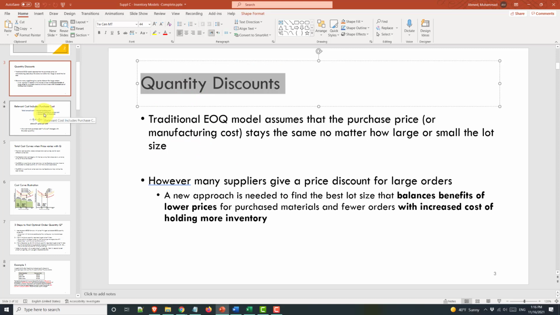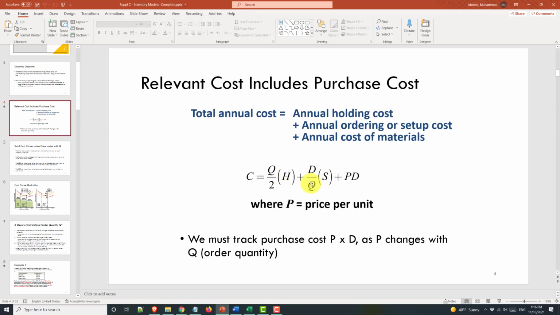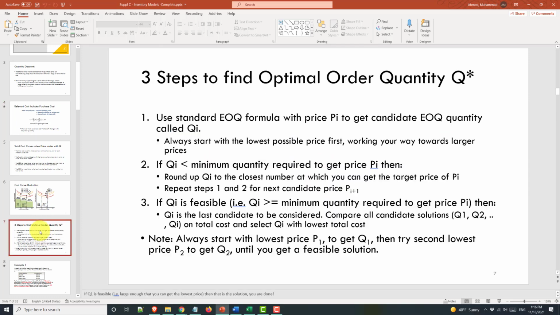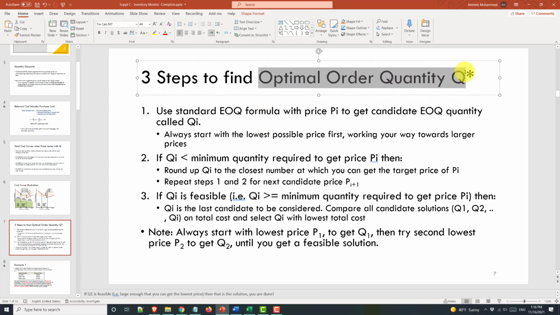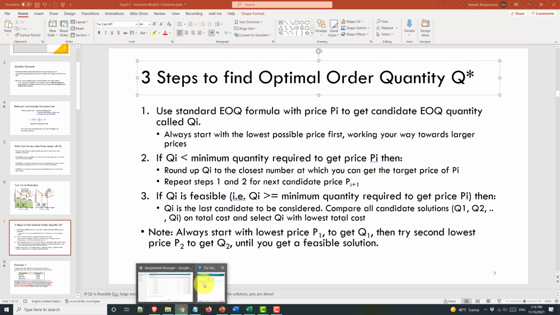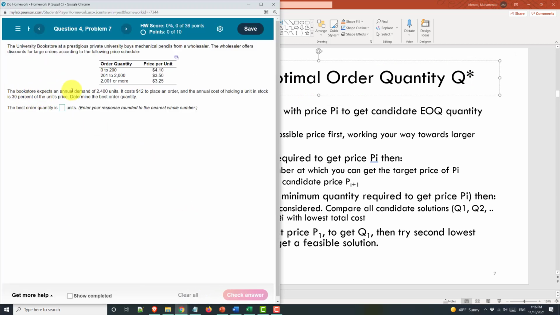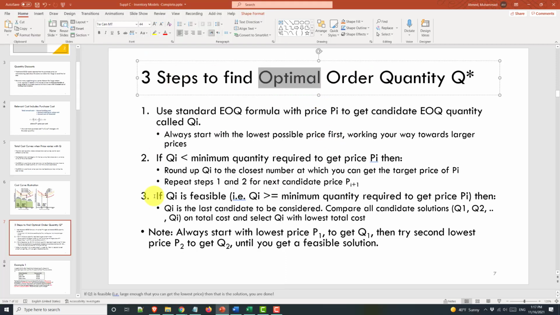Okay. So in this problem, we're going to have to find the total cost using this equation, and we basically have to follow these three steps to find the optimal quantity. Before we proceed, we're just going to double check that the question indeed is asking us for the optimal quantity. So we return to the question and read on. Annual demand is given, ordering cost is given, holding cost 30% of the unit's price is given. Determine the best order quantity. Best is a synonym for optimal. And so this is exactly what we have to do. So we just need to follow this process to get the problem done.